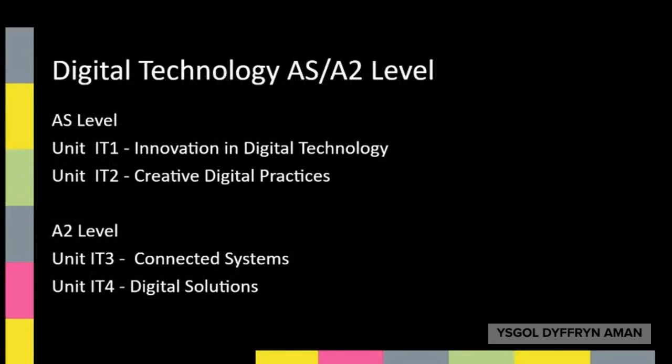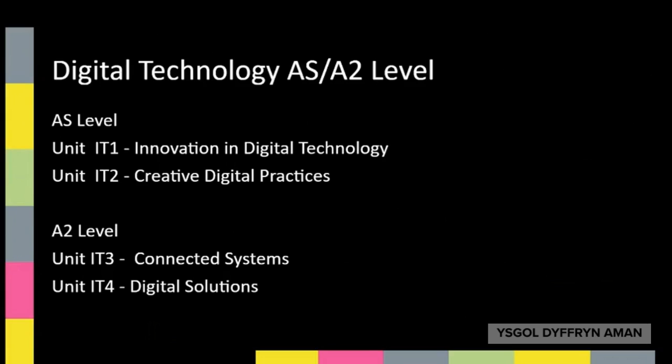The qualification is split into 4 units over the course of your Key Stage 5 studies. At AS level, there is Unit 1, Innovation in Digital Technology. This is half of the AS course, and therefore worth 20% of the overall qualification. It consists of a 2-hour examination. AS Level Unit 2 is Creative Digital Practices. This is a non-examined assessment, which means it's coursework, and is based around games development.